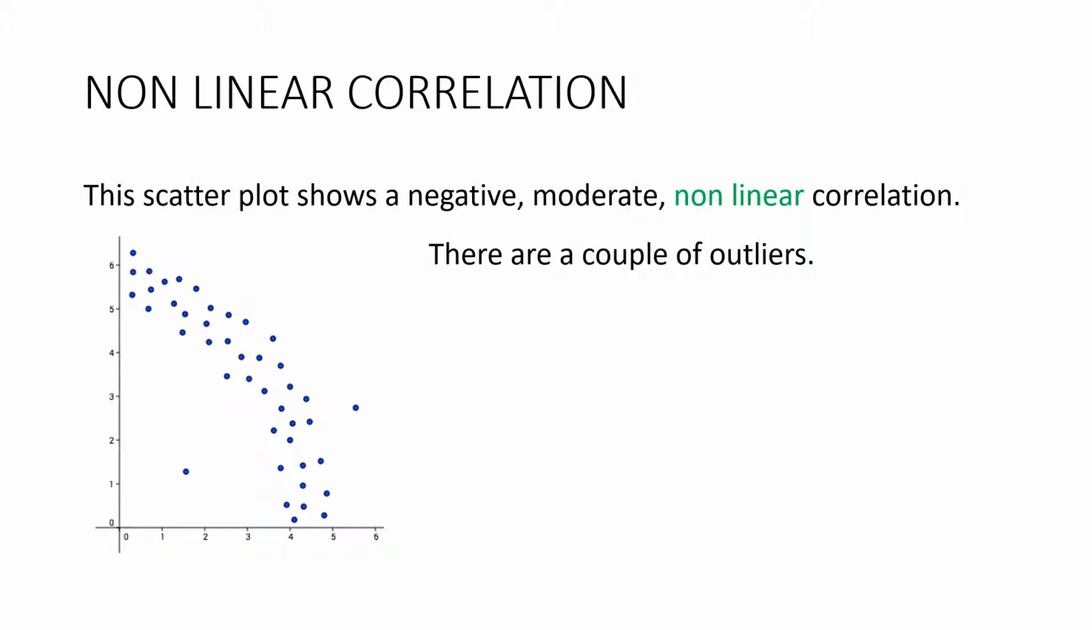This scatter plot shows a negative, moderate, nonlinear correlation. So it's negative because it's going down from left to right. It's moderate because it's not all sitting on a straight curve, and it's nonlinear. It's curving around. There's also a couple of outliers that we can see.